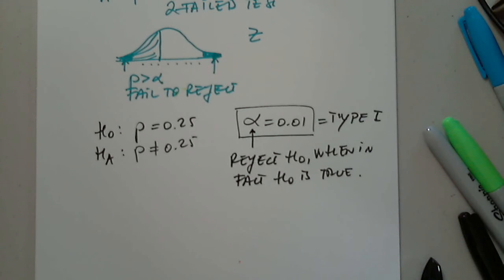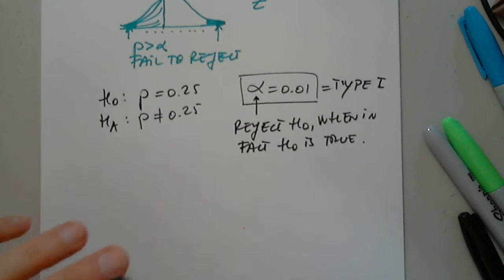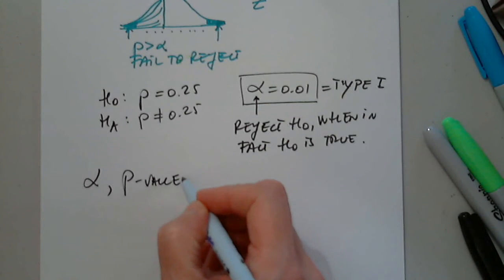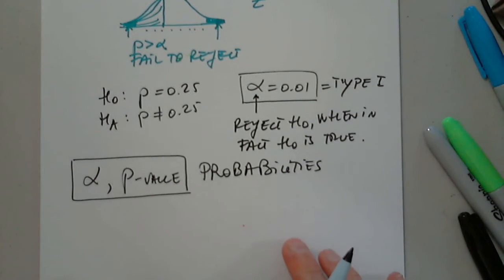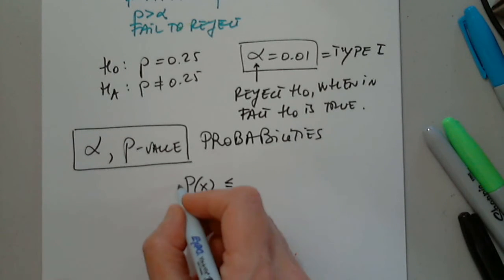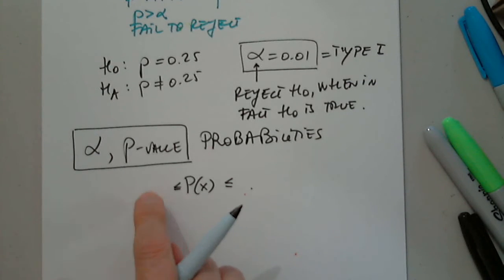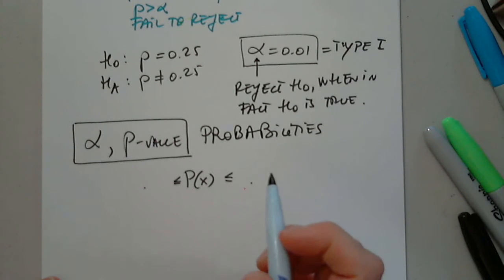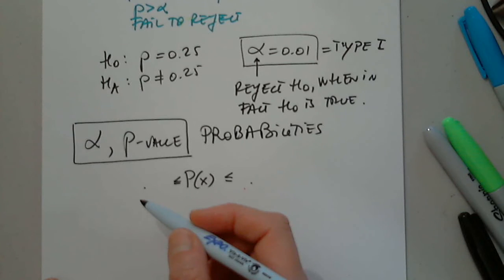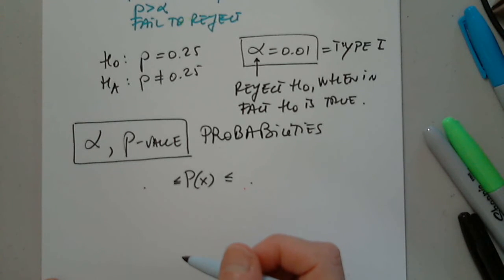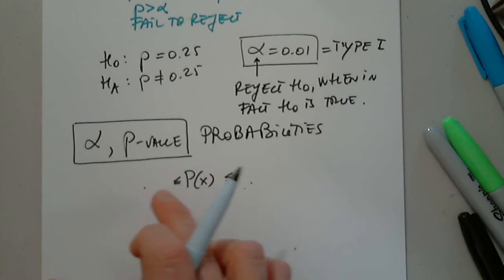Jen performed the study and obtained a p-value of 1.24. Okay, so let's stop for a second. So remember, we talked about alpha and p-value as probabilities. These are probabilities. Okay, so what do we know about any probability? Anyone? Evan, what do we know about probabilities? Alex, are you with us? Okay, Ethan, are you with us? Yeah, I'm with you. Okay, what do you know? What do we know about probabilities?